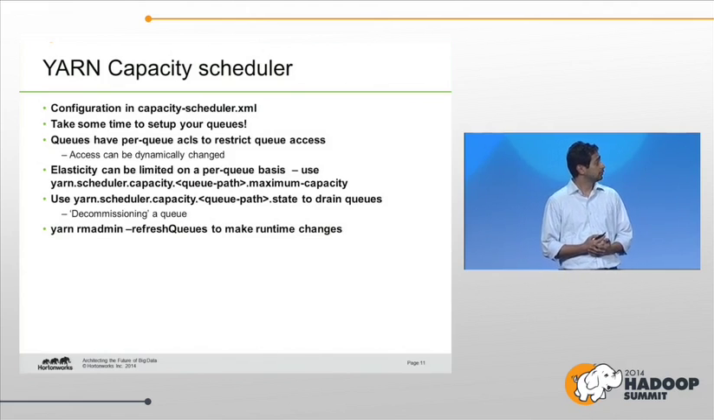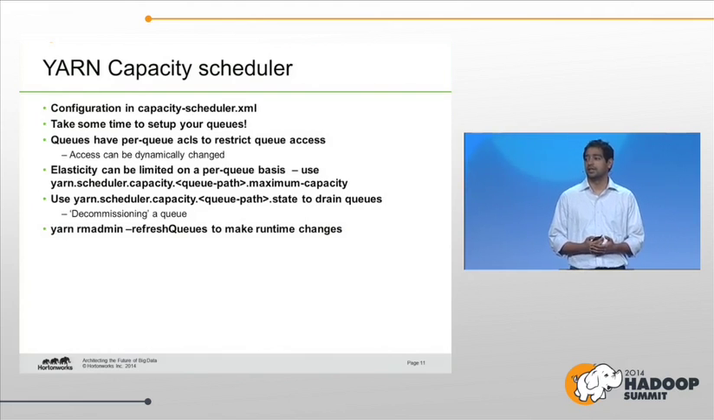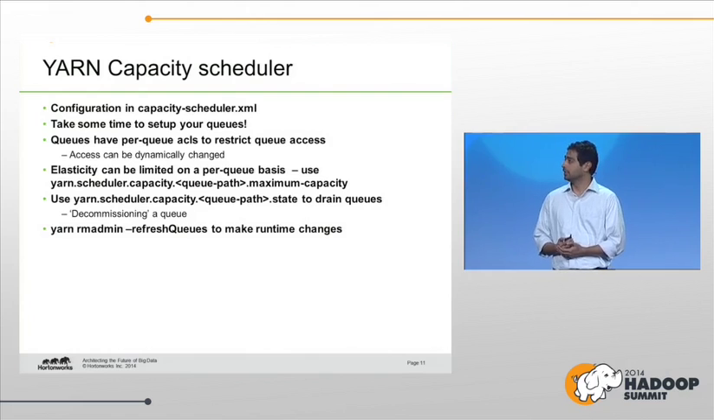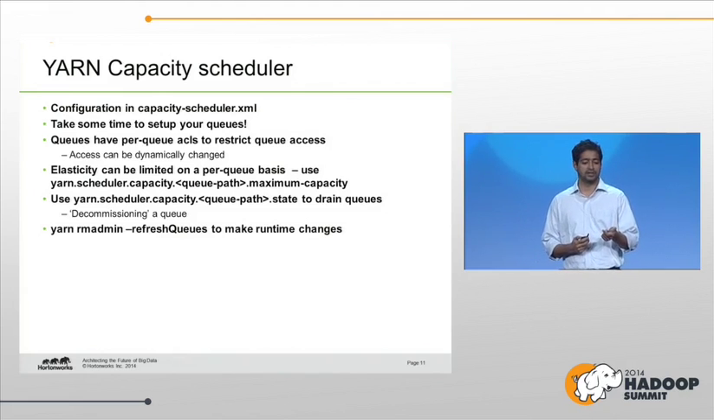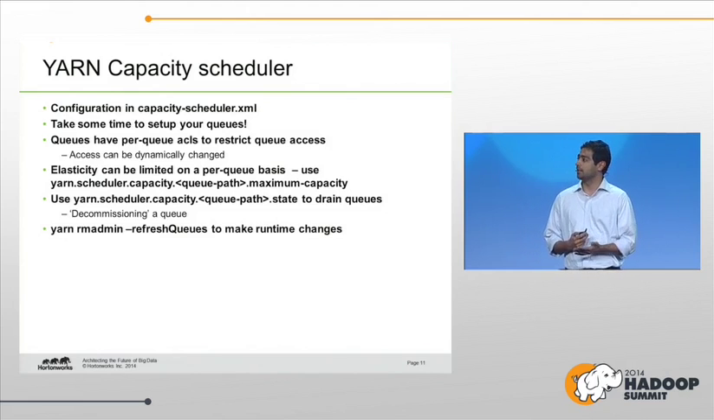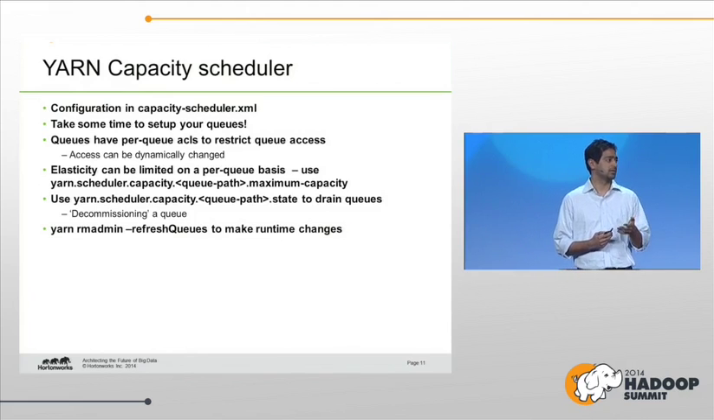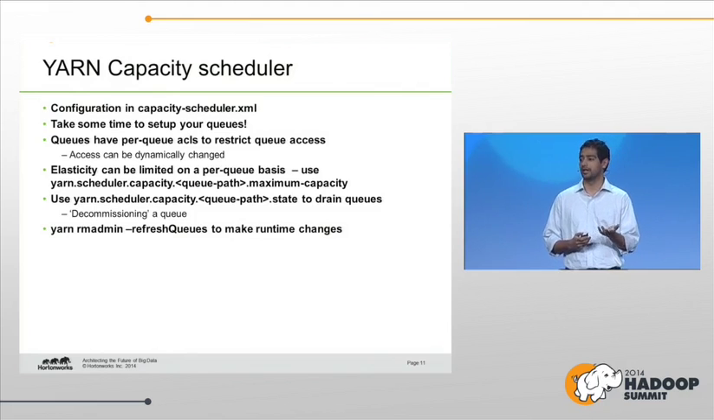The other really useful feature is you can drain a queue at runtime. If you find queues are essentially overwhelming a cluster, what you can do is use that variable listed there, yarn.scheduler.capacity.queue-path.state, set it to stopped, dynamically refresh using the yarn rmadmin command, and that queue will essentially stop accepting new apps in the cluster. So you essentially end up decommissioning a queue. You can get your cluster throughput or latency back to a level you find acceptable, and then recommission the queue by again setting that state to a running state.